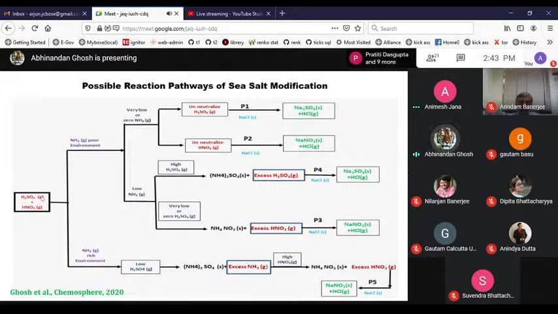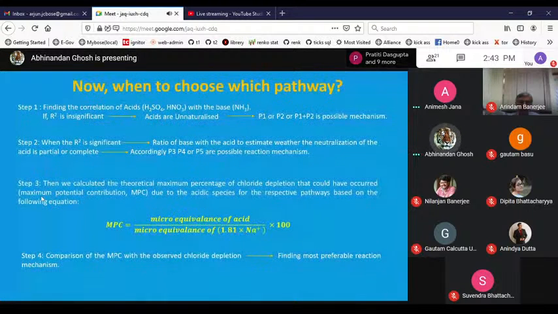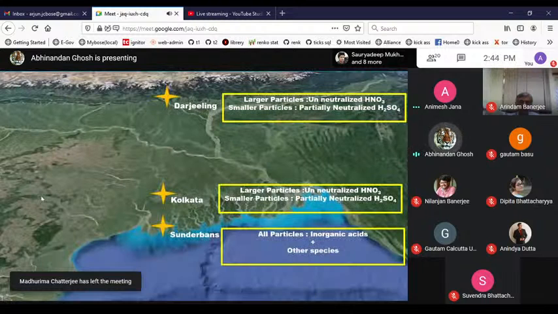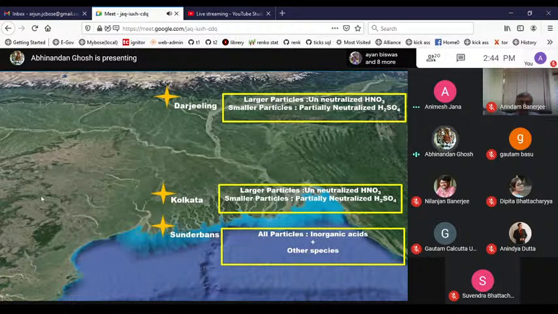And then we followed some basic chemical steps and logical steps to determine which reaction pathway actually was reasonable for the chloride depletion. And what we found over Darjeeling and Kolkata, the larger particles were neutralized mainly because of the nitric acid, while the smaller particles were neutralized by the partially neutralized sulfuric acid.